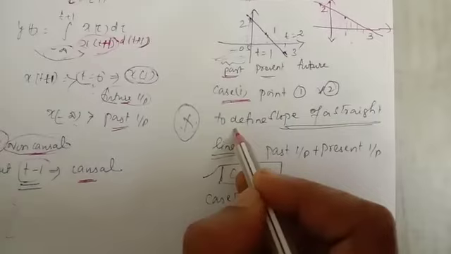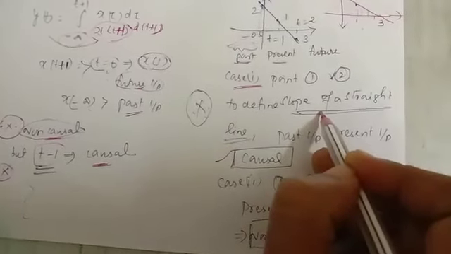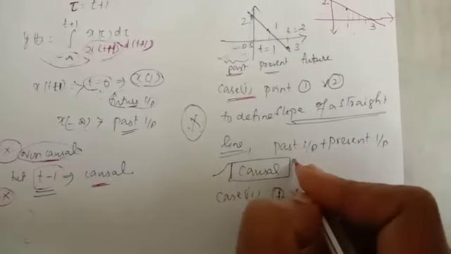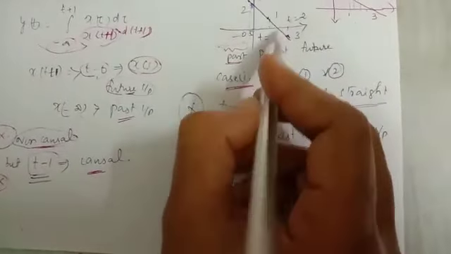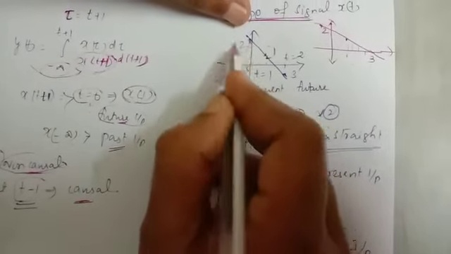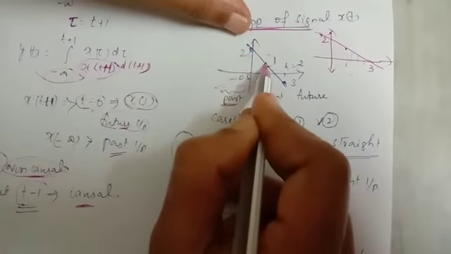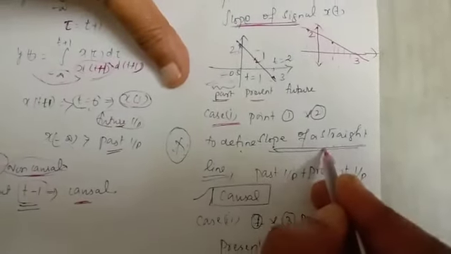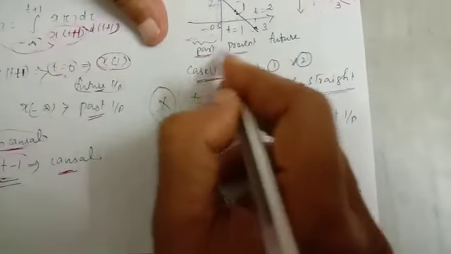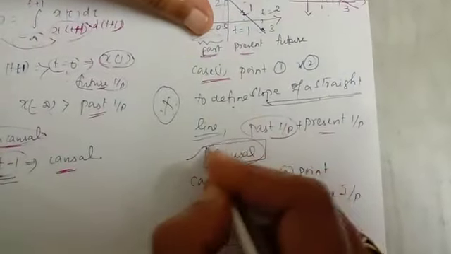So we have taken case 1 for points 1 and 2. The slope of this is a straight line which depends on the past input and present input. I repeat, we have taken points 1 and 2. d by dt of x of t is defined as the slope of the straight line, which depends on past input and present input. So the system at this point is said to be causal.